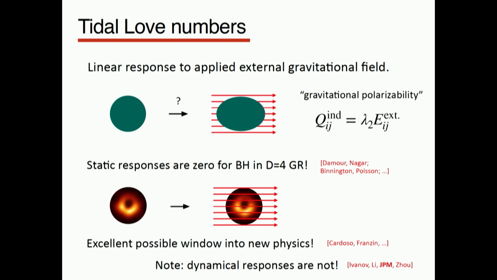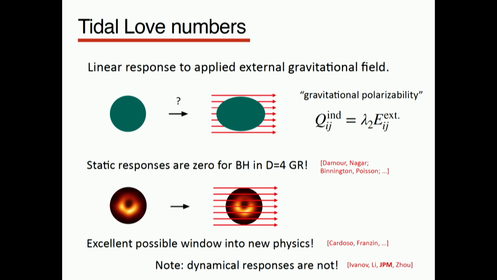So this provides an excellent window, or possible window, into new physics, because we know that we are going to probe these numbers in actual gravitational wave experiments. Even in the current generation of gravitational wave experiments, we're going to be able to put pretty tight bounds on these tidal deformabilities of various objects. Actually, dynamical responses are not 0. And okay, we recently computed some of this using various ideas from scattering amplitudes.